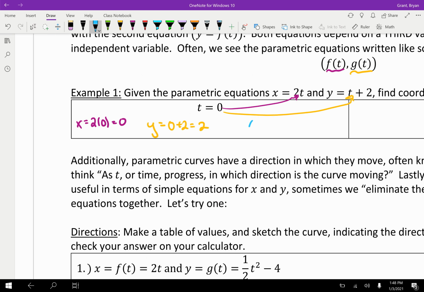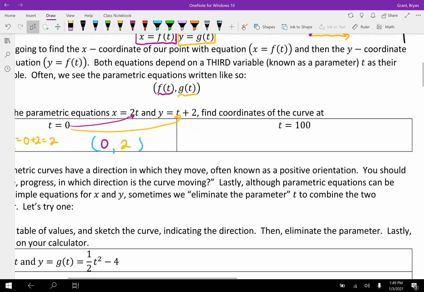Putting that all together, at a time of 0, the x-coordinate is 0, while the y-coordinate is 2. So when we plug in 0 to our parametric equations, we get that the particle is at the point (0, 2). Moving a little faster, we probably don't even need to show work here. When we substitute in 100, 2 times 100 is, of course, 200. And then we also end up with 100 plus 2, which is 102.